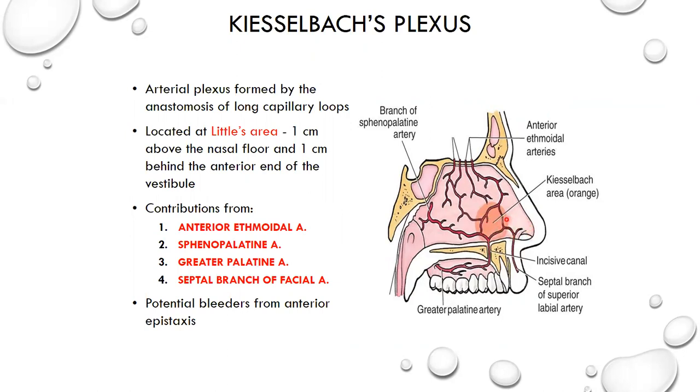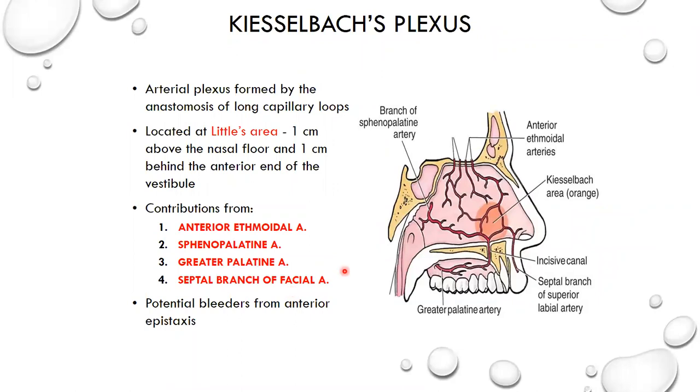So this is Little's area. All the plexus that forms at this area is formed by the vessels supplying the nasal septum. This is the potential bleeder in anterior epistaxis. What is epistaxis? It is nose bleeding.